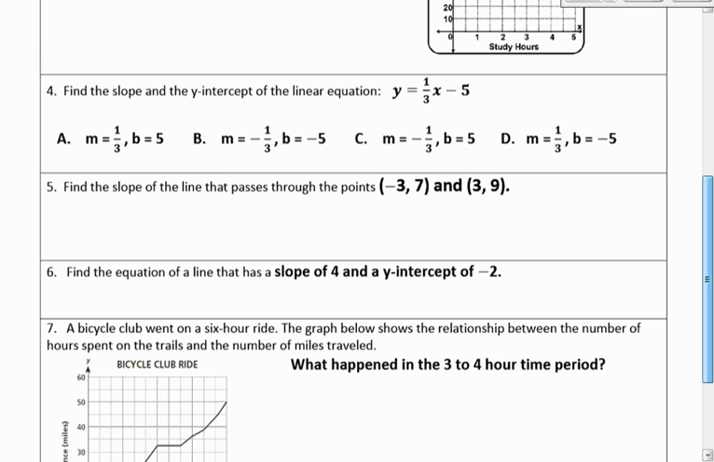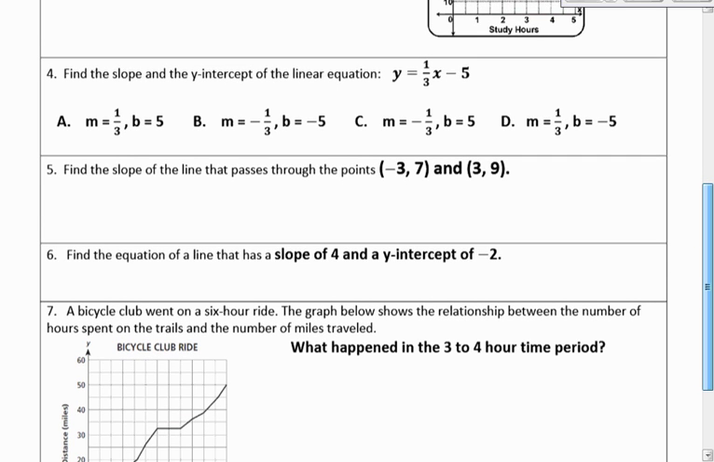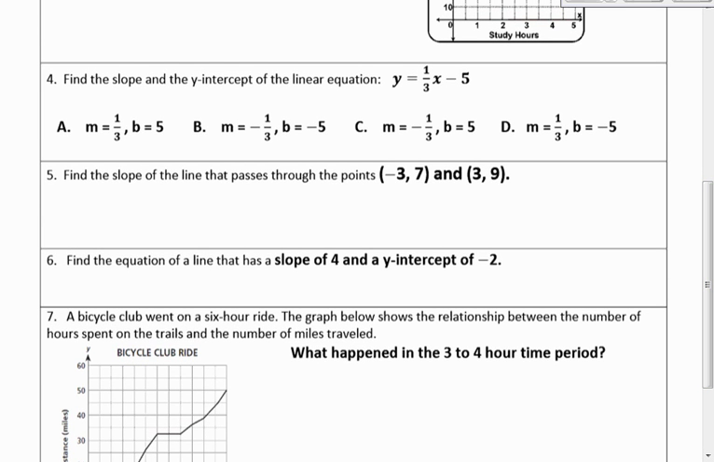Number 4, find the slope and y-intercept of the linear equation. The slope is always the number in front of the x. So you're looking for the one that has a slope of 1/3. And the y-intercept is the other number. So the y-intercept would be -5. Your answer should be D.